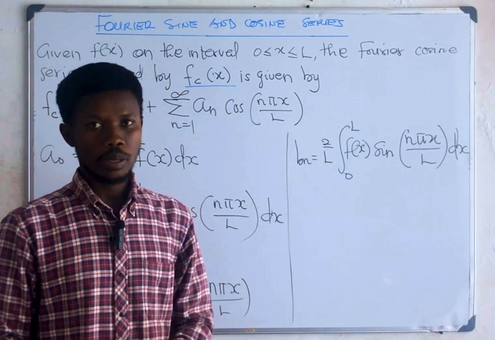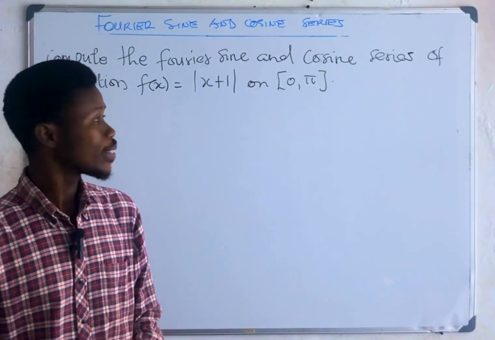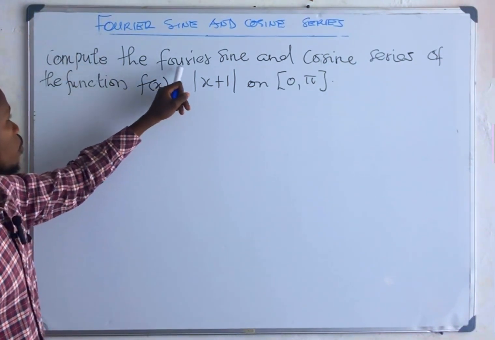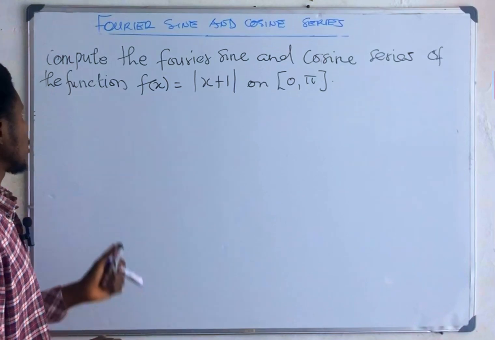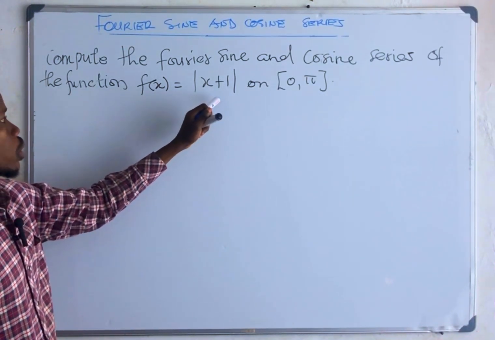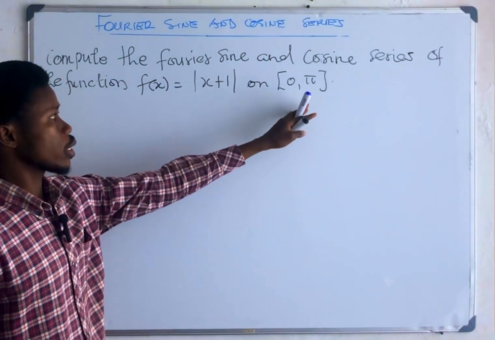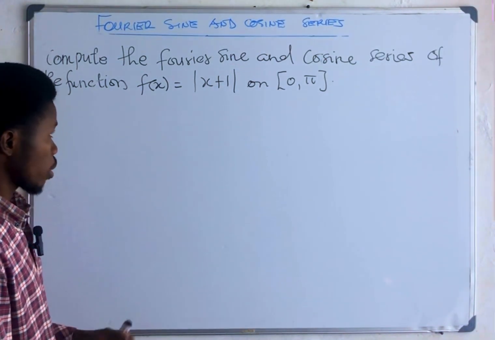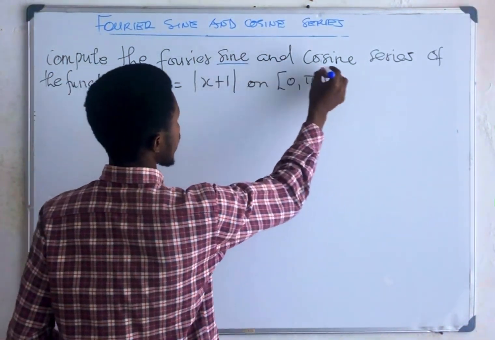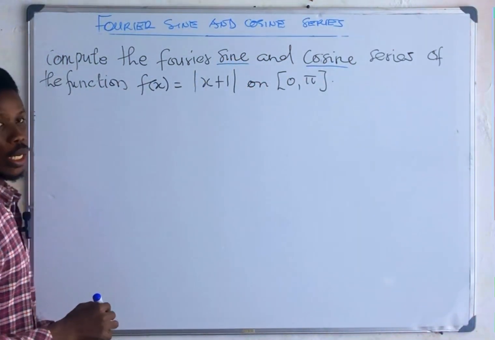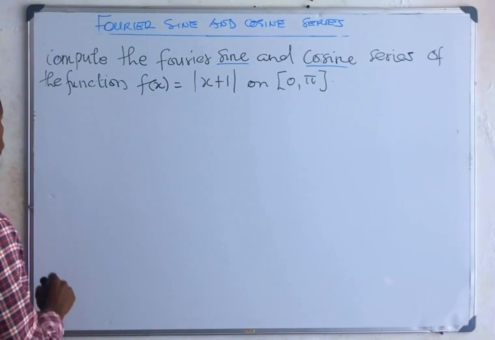Now let's look at an example. Compute the Fourier sine and cosine series of the function f of x equals the absolute value of x plus 1 on the interval 0 to pi. So we have to find both the sine and the cosine. The sine first. So let's look at the Fourier sine.